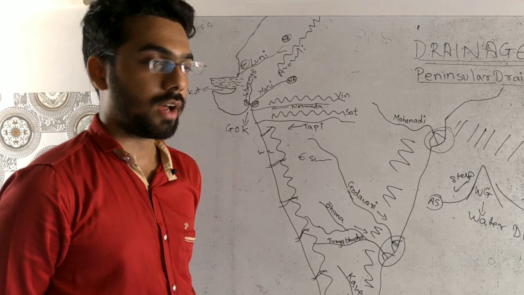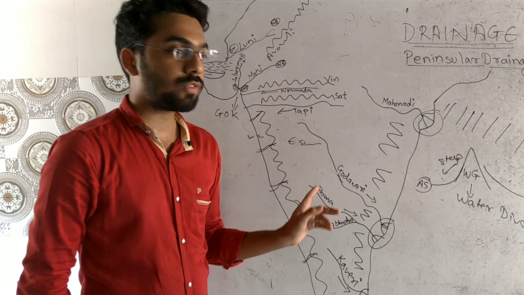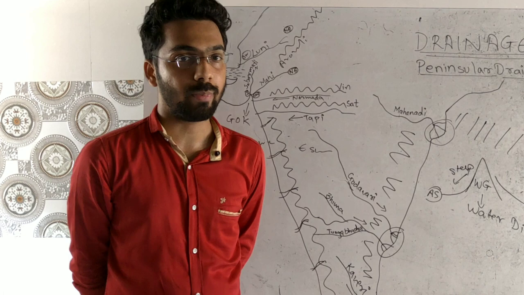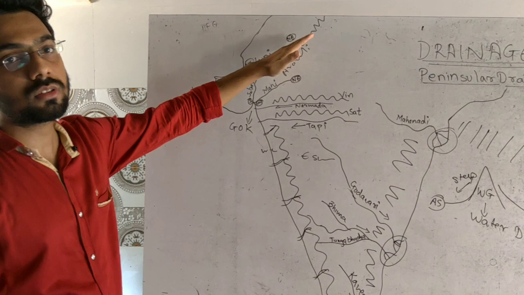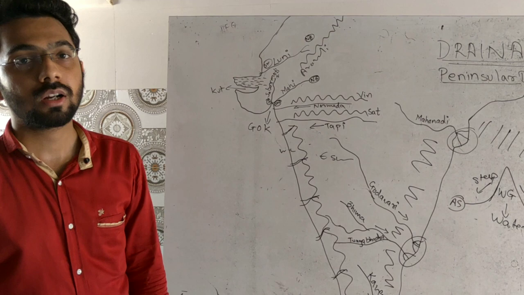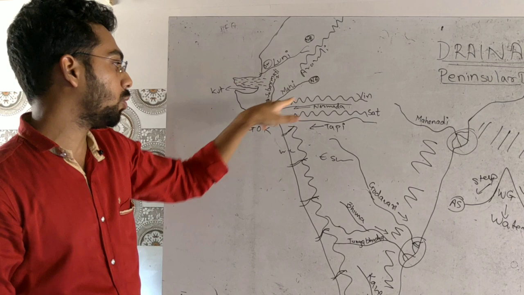And towards the south of river Krishna is the river Kaveri, which flows through Karnataka and Tamil Nadu. This is how we can understand the peninsular drainage: one part going to the Arabian Sea and the other towards the Bay of Bengal. Going toward the Arabian Sea, first of all, the Luni River starts from the Aravalli Mountains on the western side, flowing northeast to southwest. The Sabarmati flows mostly north to south to the Gulf of Khambhat, and the Mahi flows northeast to southwest, also towards the Gulf of Khambhat.